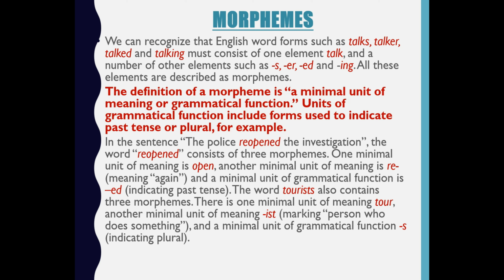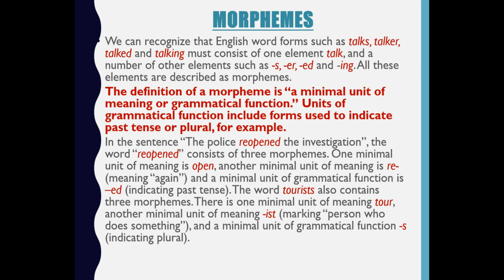The definition of a morpheme is a minimal unit of meaning or grammatical function. A morpheme is a minimal unit of meaning or grammatical function. يعني يا إما هحطه على الكلمة عشان أخلق معنى جديد أو هحطه على الكلمة علشان أحولها من grammatical category into a different grammatical category. Units of grammatical function include forms used to indicate past tense. يعني إيه grammatical function؟ يعني يا إما هخلي الفعل من present ل past tense يا إما هخلي الnoun من singular ل plural and so on and so forth.